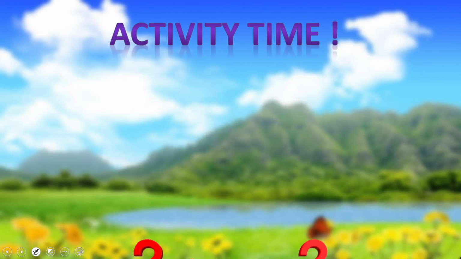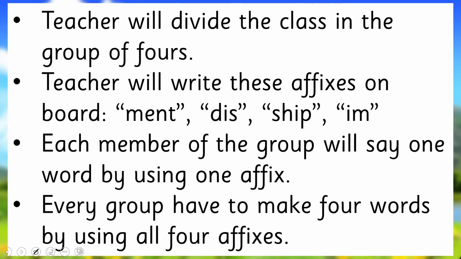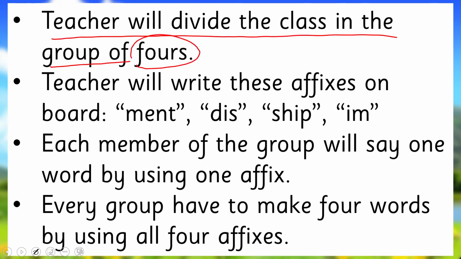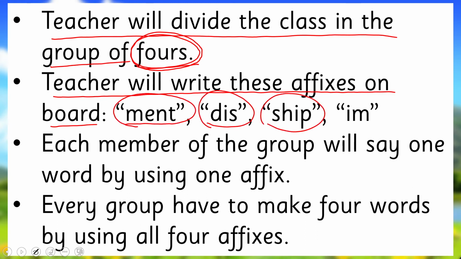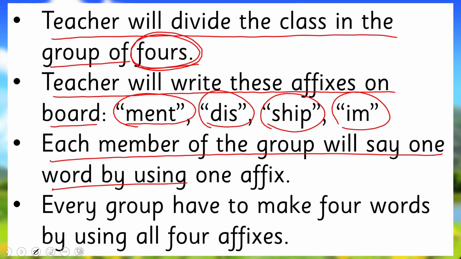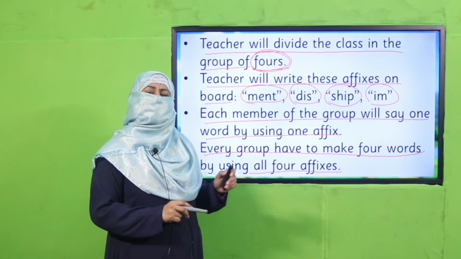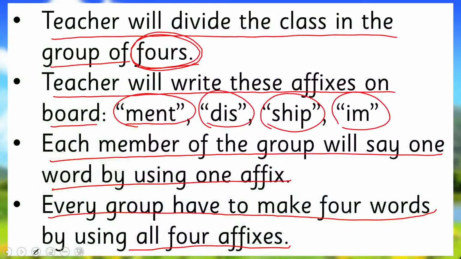Okay, so let's practice it through an activity. What we are going to do, the teacher will divide the class into groups of 4. Means in every group there will be 4 students. The teacher will write these affixes on the board, these 4 affixes, 1, 2, 3, and 4. Each member of the group will say one word by using one affix. Every group has to make 4 words by using all 4 affixes. Okay? All right. So now pause the video, enjoy this beautiful activity, and then come back.